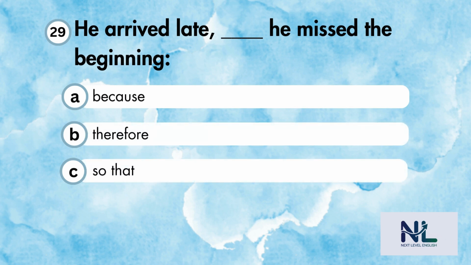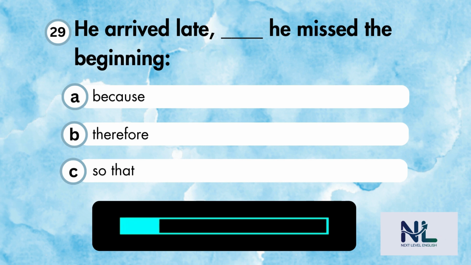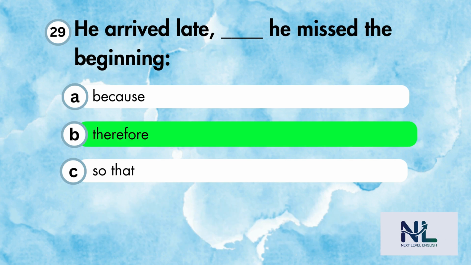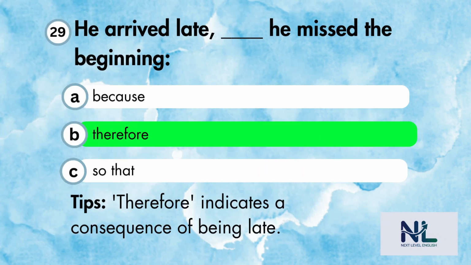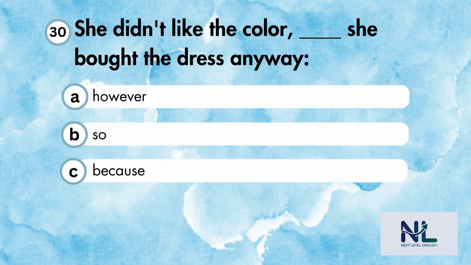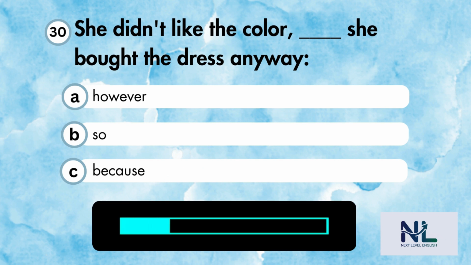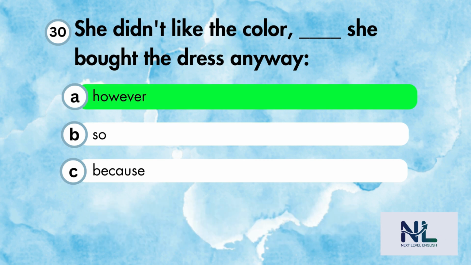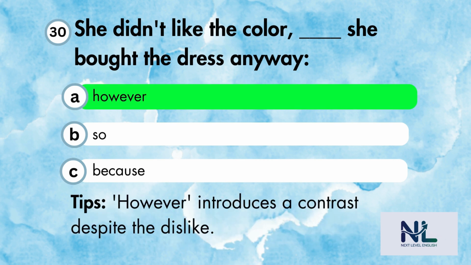29. He arrived late. He missed the beginning. Therefore. Tips, therefore indicates a consequence of being late. 30. She didn't like the color. She bought the dress anyway. However. Tips, however, introduces a contrast despite the dislike.